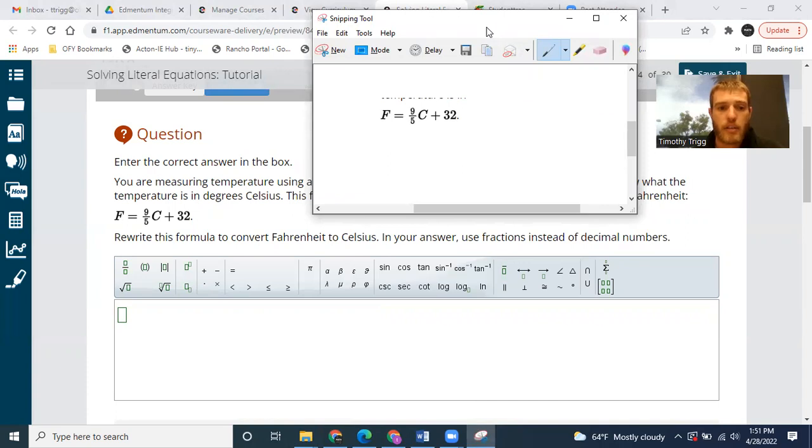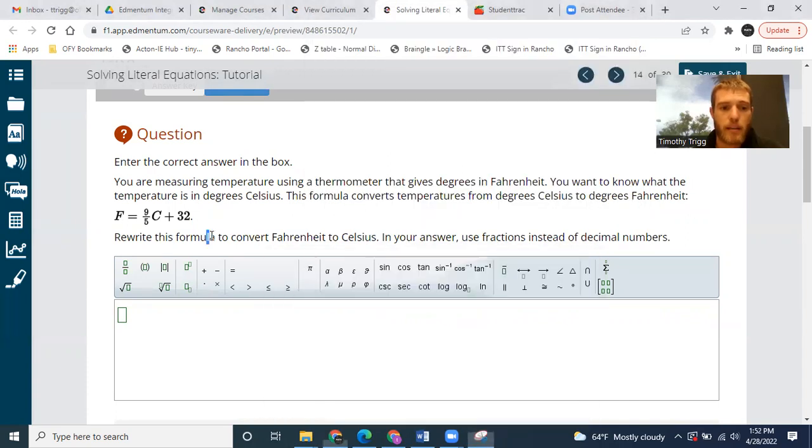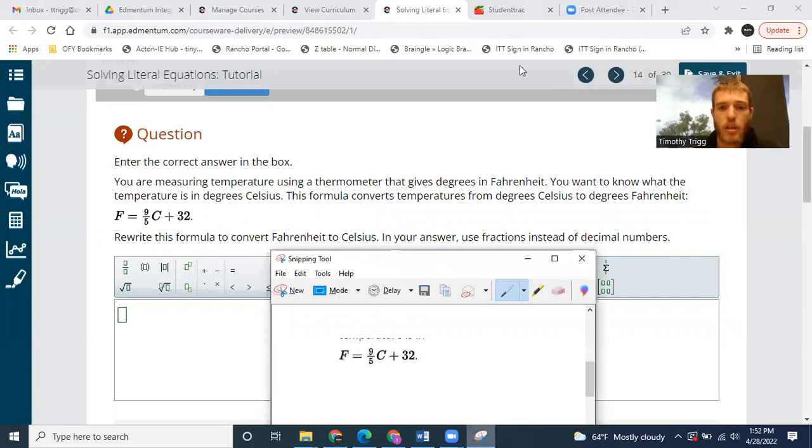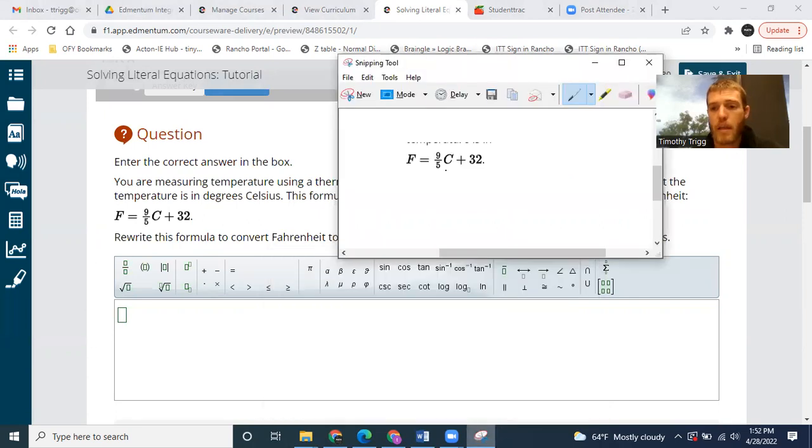Now, notice what they're asking here. It says rewrite the formula to convert Fahrenheit to Celsius. Okay, and it says use fractions instead of decimal numbers. That's fine. So we want to change this function here, and we basically want to solve for C. Solve for C. So I want to get C by itself.